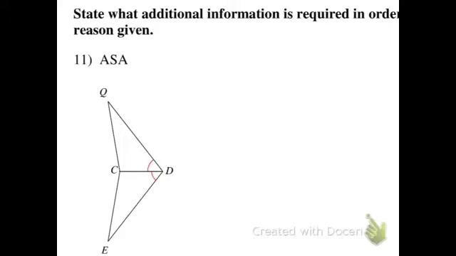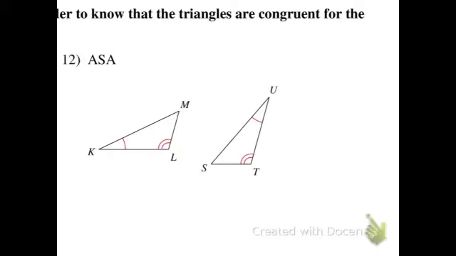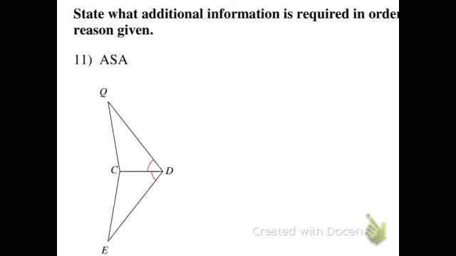Moving on to the back, you have to state what additional information is needed in order to get congruence by the reason given. And so we need to look at our triangles and realize what we know already. This one's a lot like number one. We have these pair of angles here, and we know that this side is congruent for both because they share that side. Well, we want to get angle, side, angle, and so we have angle, side. Oh, we need to get this angle right there. And so we need those pairs of angles to be congruent.